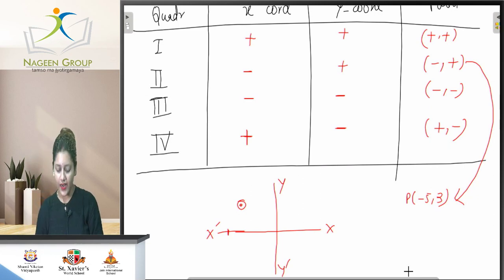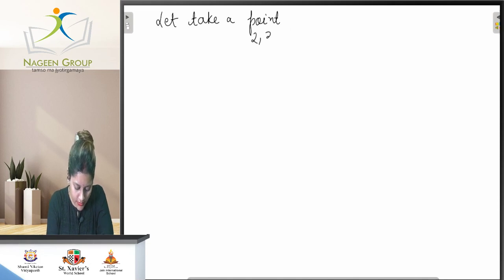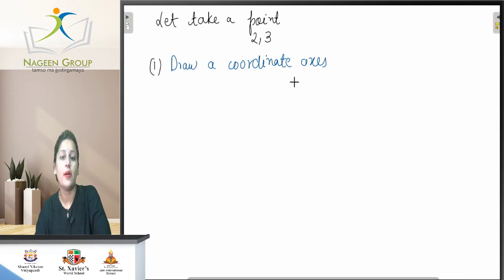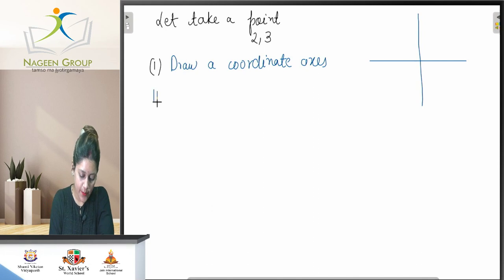So let's get started. Now let's take a point, that is 2, 3. First step is draw a coordinate axis. What do you have to draw first? You have to draw the coordinate axis.